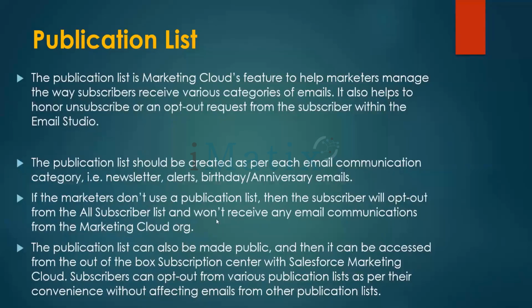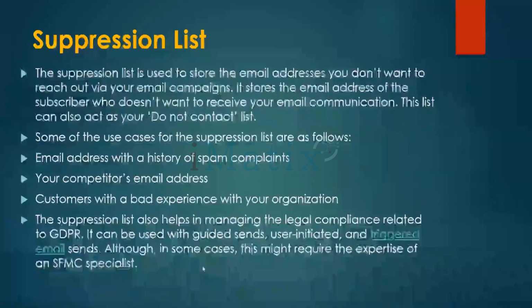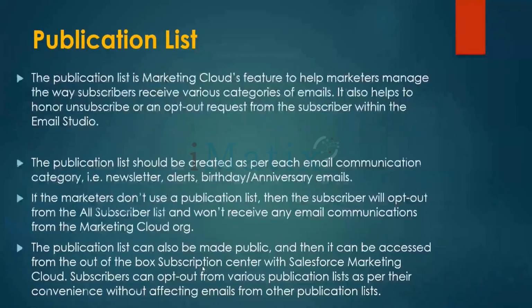The publication list can also be made public. There is an option when you are creating a publication list to make it public. Then it can be accessed from the out-of-the-box subscription page, and subscribers can opt out of various public lists as per their convenience, without losing emails from other public lists. This is some theory. Please note it down. Concept clear?